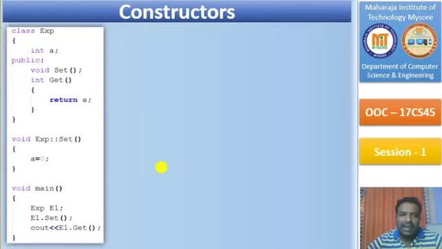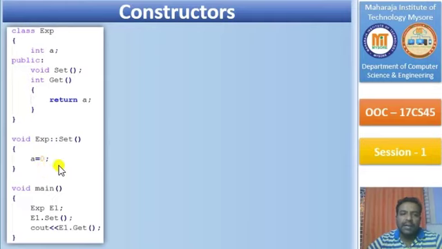Here we have a class exp and a variable a, and two member functions, which are intentionally made public. The set function has been defined outside the class, hence we use the scope resolution operator with the class name and the function name. It doesn't take any parameter. This function is used to initialize the data member when I create an object and call this function.